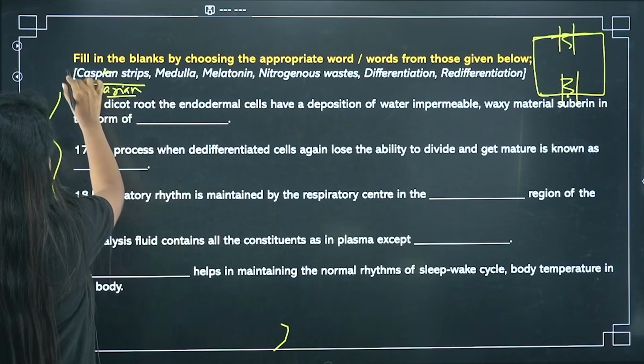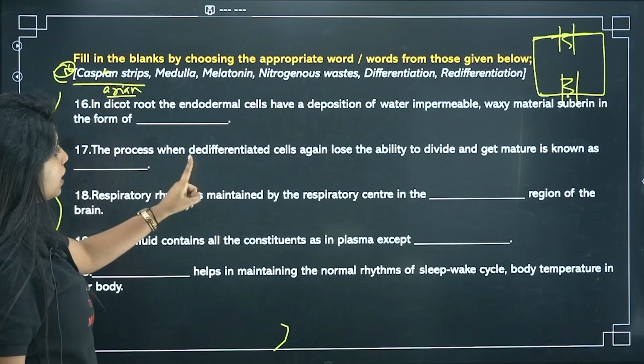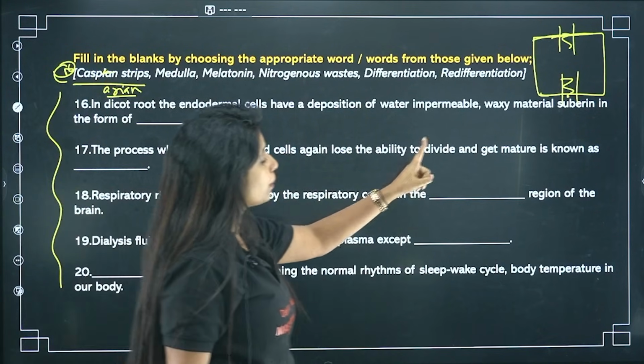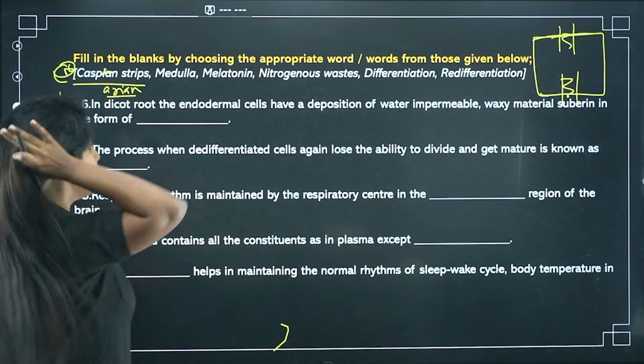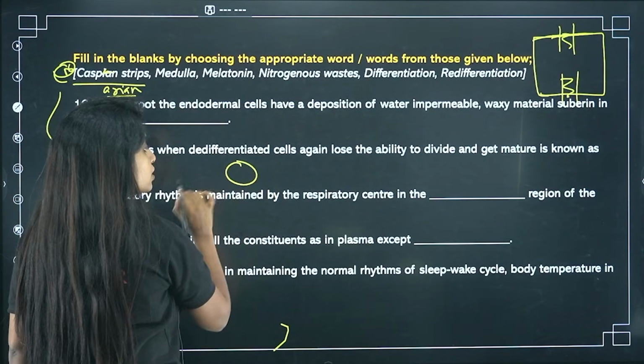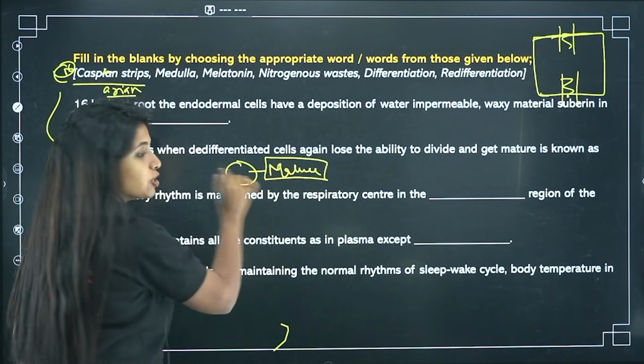Okay, so this would be your 16th question's answer. Now, the process when dedifferentiated cells again lose the ability to divide and get mature is known as... So listen to me, it's very simple. First thing is that a cell is differentiated. That means it is mature. It knows what it has to do. It knows its function and everything.